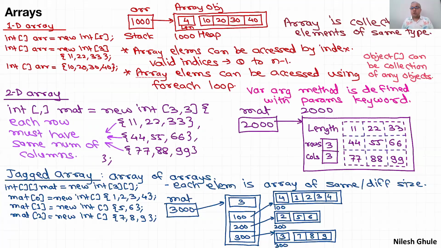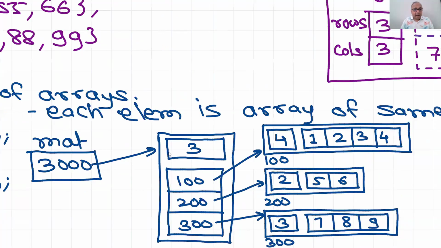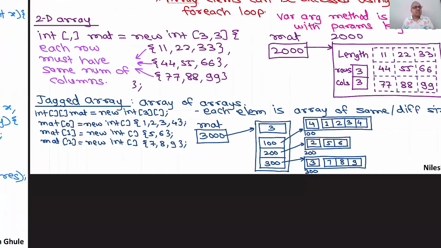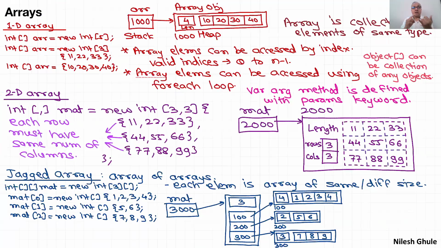In this diagram, you can take a look at how mat is going to point to one array of 3 elements. And in that, each element is an array of integers. The first one is an array of 4 integers. The second one is an array of 2 integers. And the third one is an array of 3 integers. This is how you can declare 1D arrays, 2D arrays, or jagged arrays in C#.